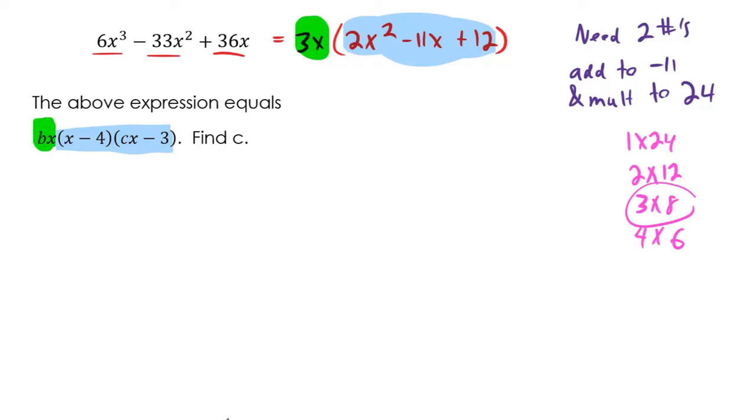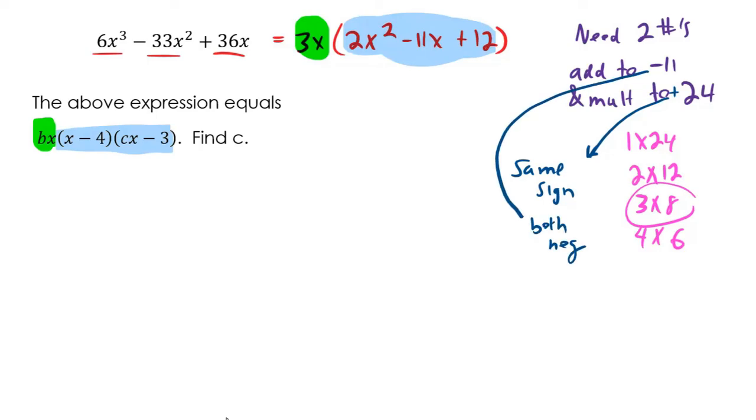But they're adding to a negative and multiplying to a positive. What kind of numbers multiply to a positive? Two numbers with the same sign. And for two numbers that have the same sign and add to a negative, that means that they're both negative numbers. So we're going to take the middle term, the negative 11x, and split it into two negative numbers, negative 3x and negative 8x. We'll bring everything else down, the 2x squared and the 12. The 3x, we'll deal with that part later.